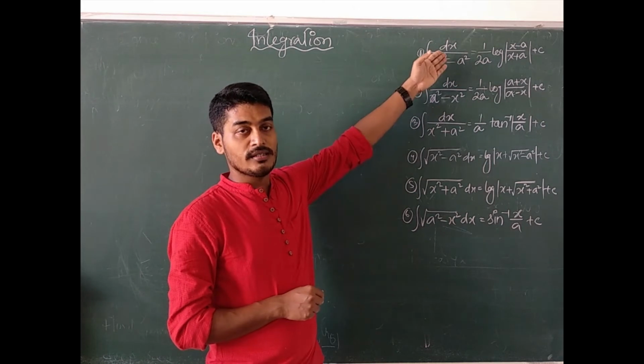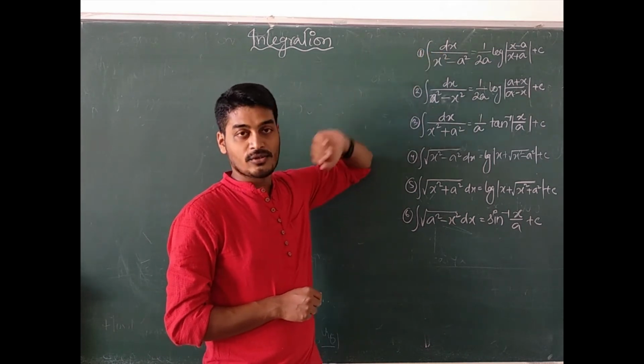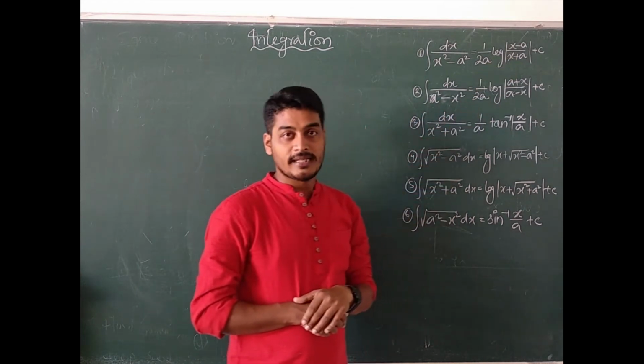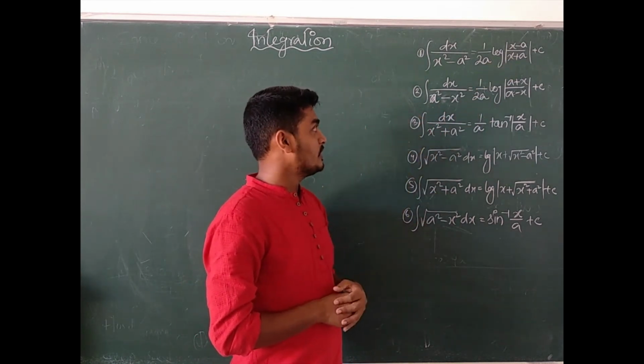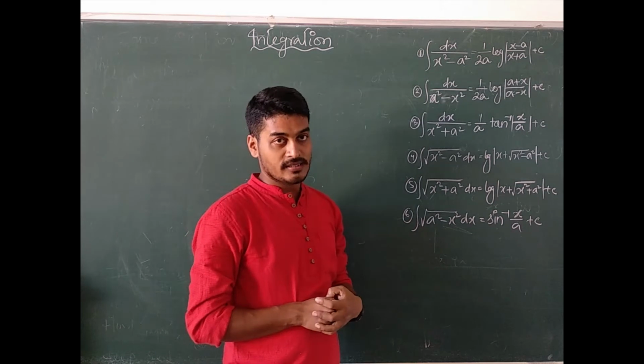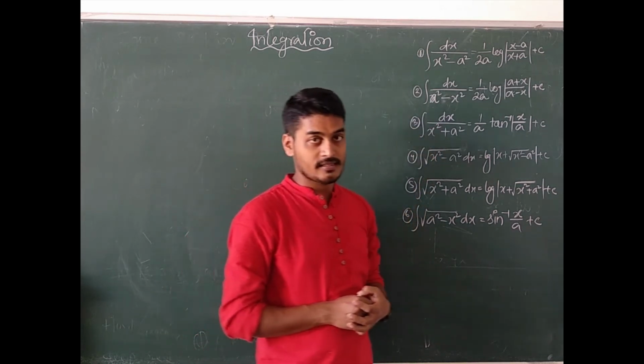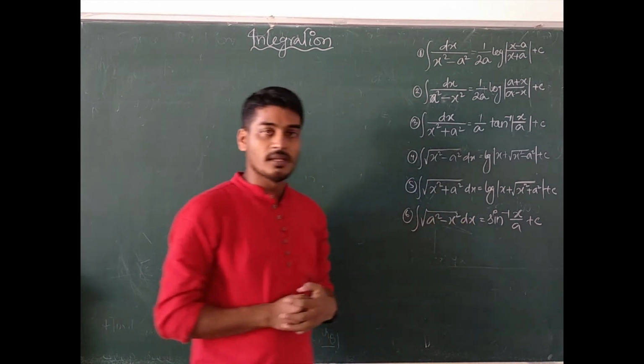The first one is integration dx divided by x square minus a square, which is equal to 1 by twice a log of x minus a divided by x plus a. The next one, integration dx divided by a square minus x square. Here also the formula is 1 by twice a log of a plus x divided by a minus x. Just like this, we have got all those formulas.